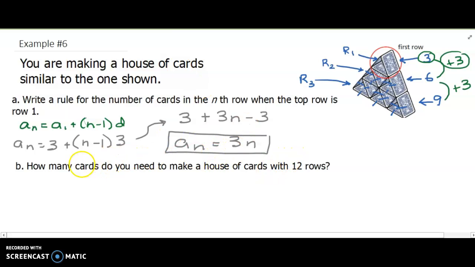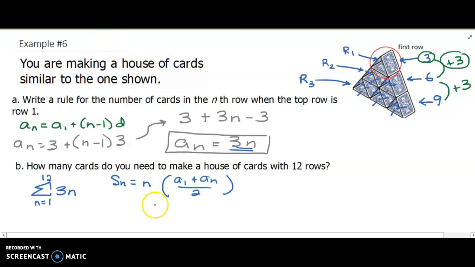All right, so now that I have my rule, I can go down to part B, and it says, how many cards do you need to make a house with 12 rows? Okay, so I want to keep going to row 12, and how many total cards I would need would be the sum of all the rows. So I need the sum from row 1 to row 12 of my equation, 3n. Now remember to find the summation for an arithmetic sequence, guys, that would just be S sub n equals n times a1 plus a sub n over 2.